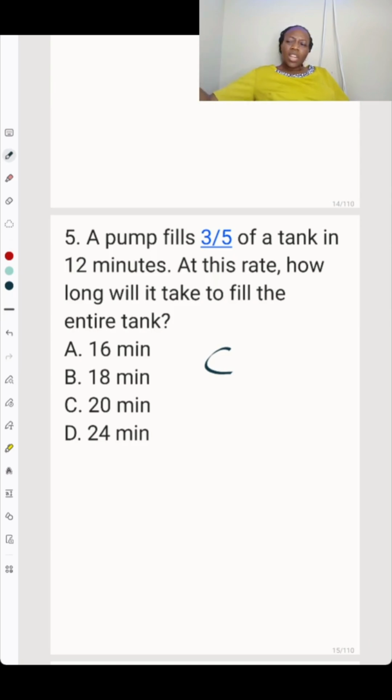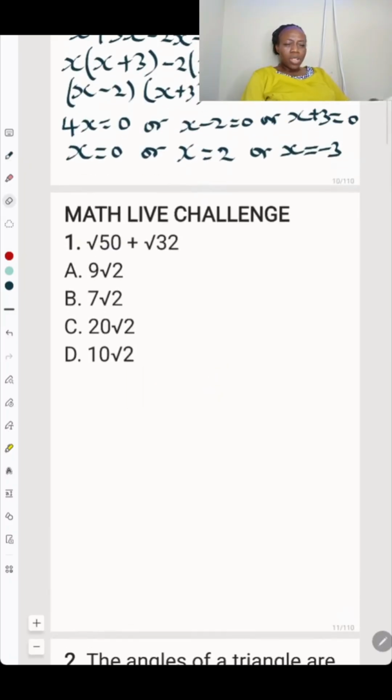Let's work on it. How many did you get out of 5? What did you score out of 5? Or the first question that we solved.